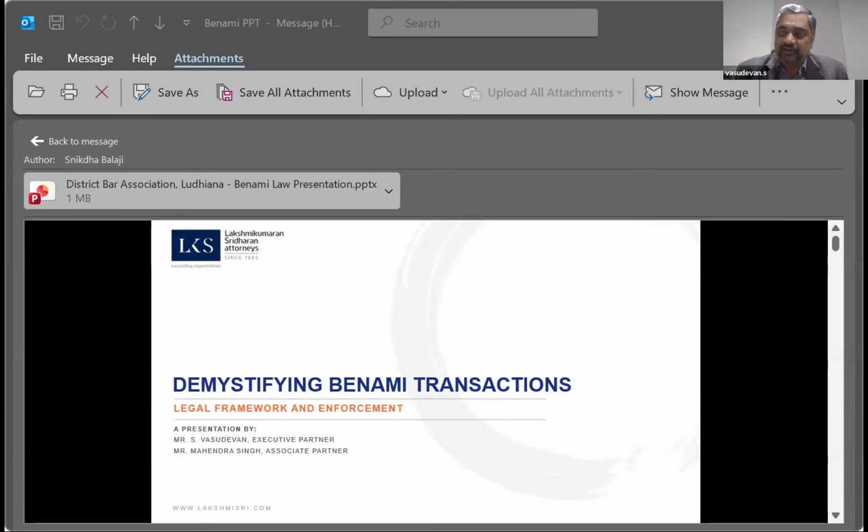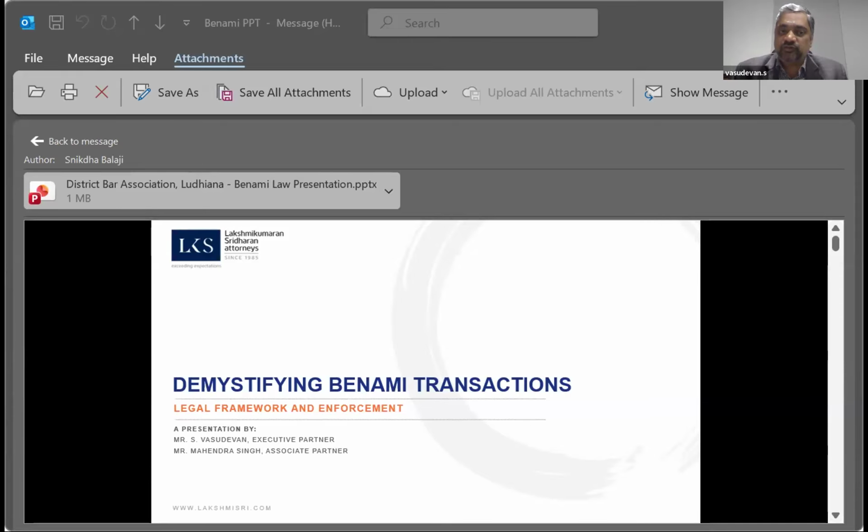Now, just to highlight, a Benami arrangement is different from a typical trust arrangement, because in a trust, the property is settled into a trust and the trustee is appointed. The trustee is the real legal owner of the property. However, the benefits arising from the property are given to a beneficiary. So when the trust is created, a beneficiary is identified, and the trustee holds the property in trust for the benefit of the beneficiary. So in the trust arrangement, the legal and the real owner is actually the trustee.